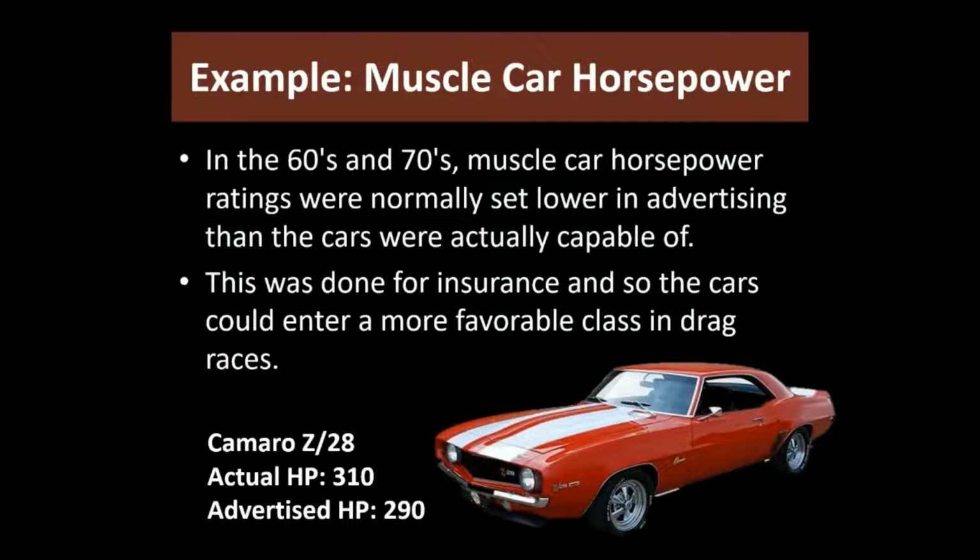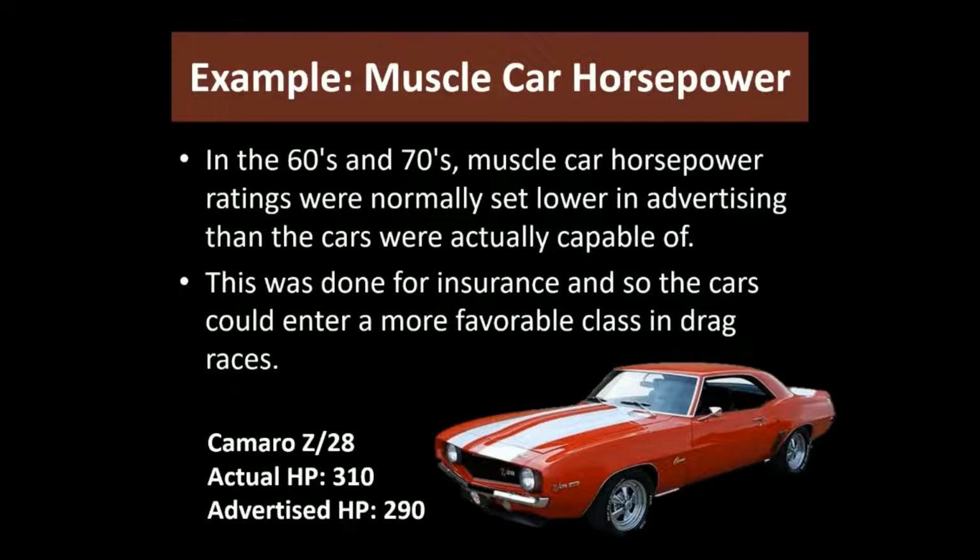When they were first becoming popular in the 60s and 70s, the horsepower ratings that they had were normally advertised lower than they really were, which by today's standards seems crazy. Today they try to do everything they can to overemphasize how much horsepower a car has. They'll always round up. They'll find out what the fastest speed was, not telling you that it was going downhill in a near free fall, stuff like that.